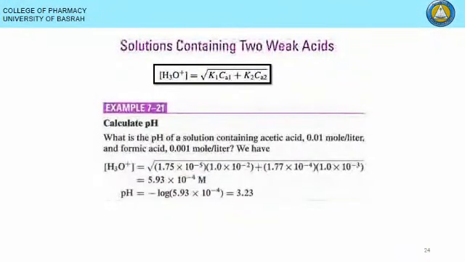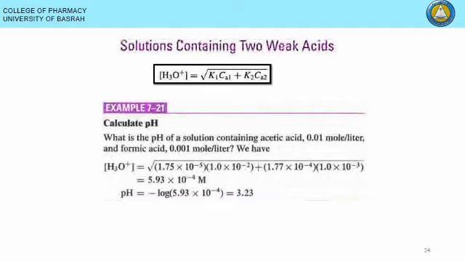Okay, now what will happen if we have a solution containing two weak acids? For example, we have acetic acid, which is a weak acid, and formic acid, which is also a weak acid. How can we calculate the pH of such a solution? It's directly by applying this equation: K of the first acid multiplied by its concentration plus the K of the second acid multiplied by its concentration, and we take the square root of the whole value, and then we have the H value, convert it to the pH by using the equation pH equals minus logarithm H, and that's it.